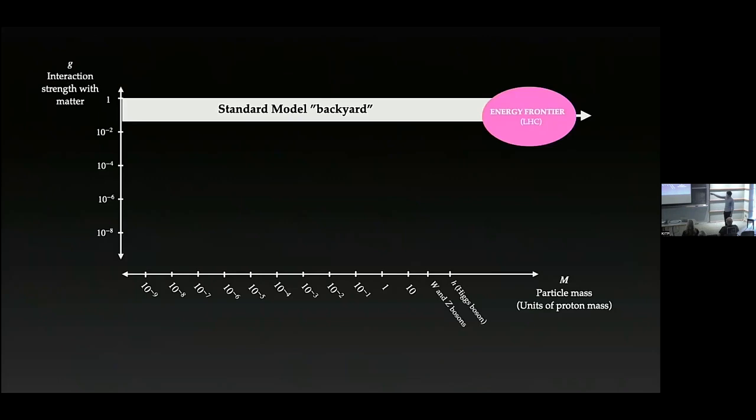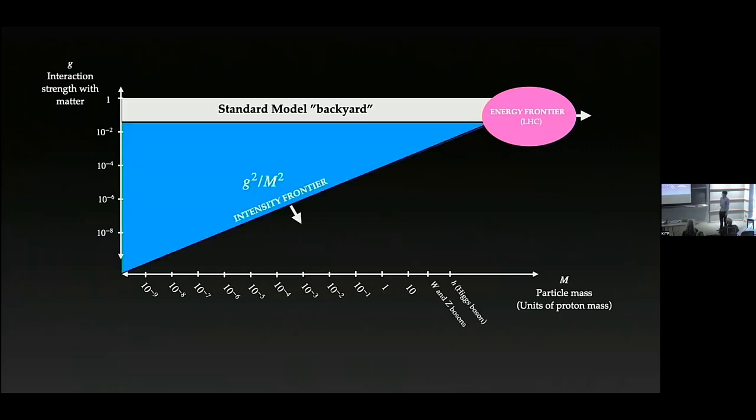And we've been trying with the LHC to explore what's beyond at large masses, for particles that are even heavier than the Higgs, the W, and the Z boson. But the other alternative is to explore particles that may be lighter, but have much smaller coupling strengths. And this is called the intensity frontier.